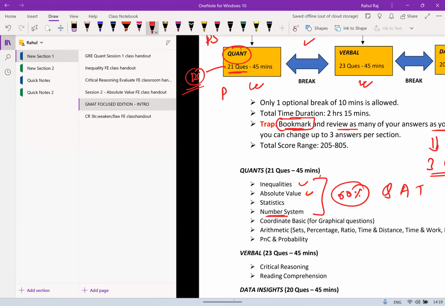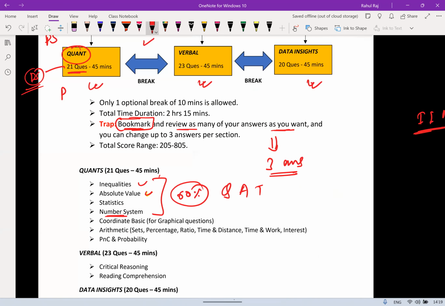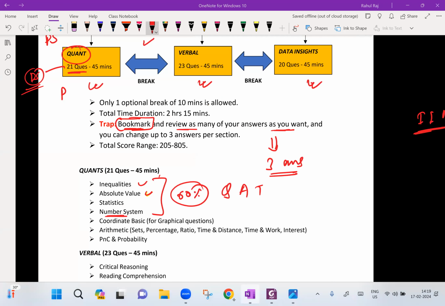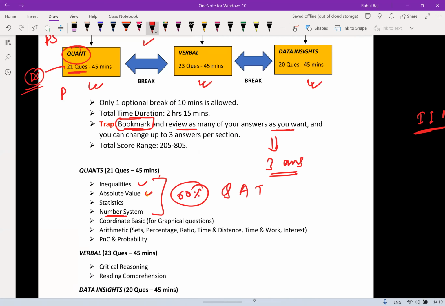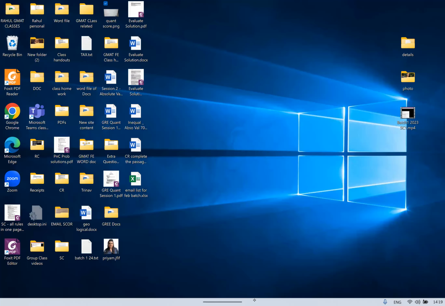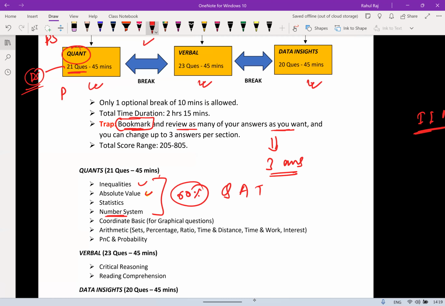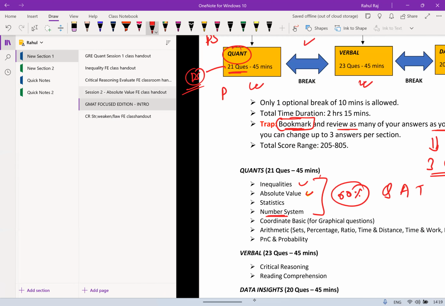So inequality as a first chapter can be a bit daunting for sure, but have patience. I'll ensure that things are very clear to you. Right? Perfect. So let's go ahead and start the chapter. I think enough of the lectures that I've given about the GMAT exam.